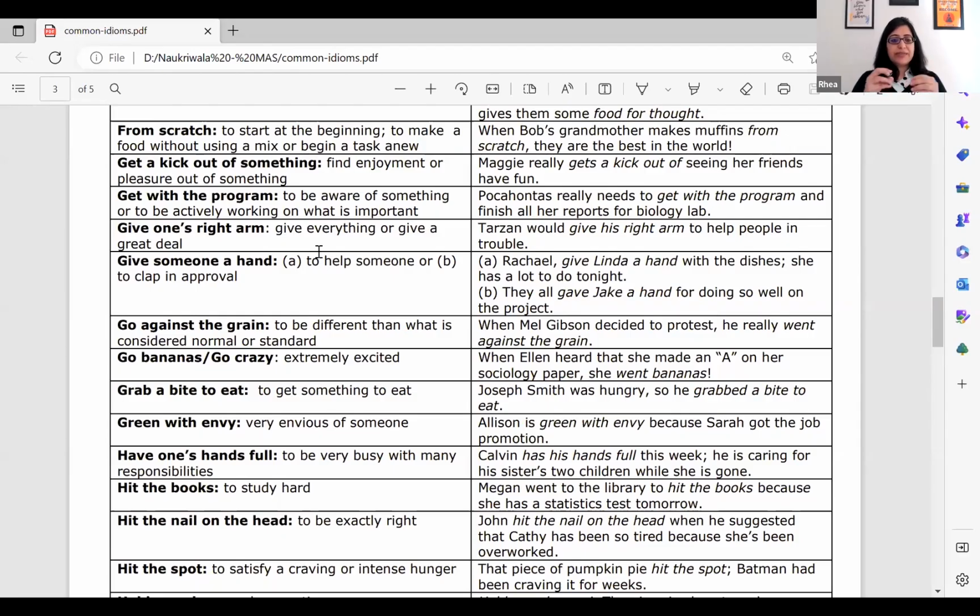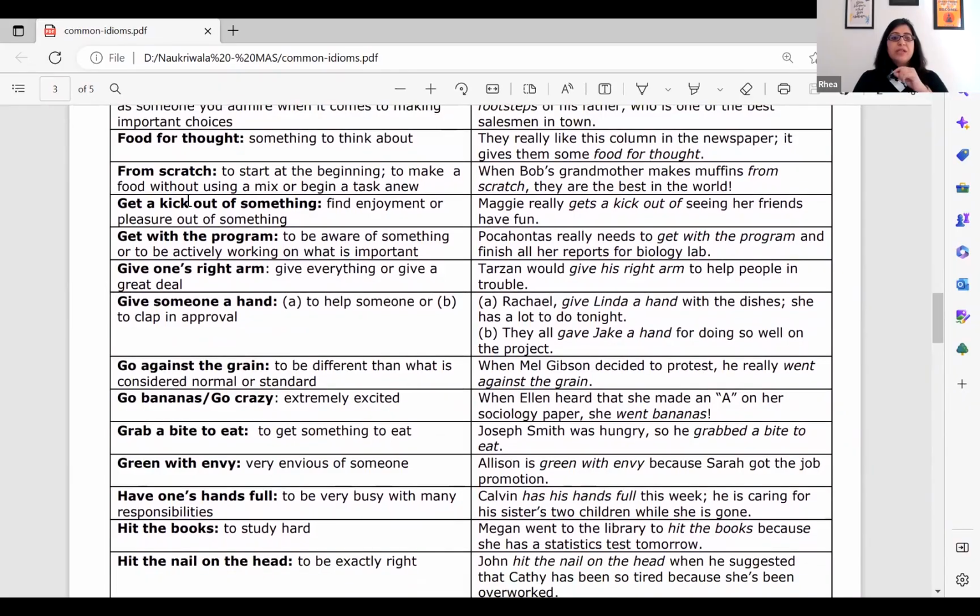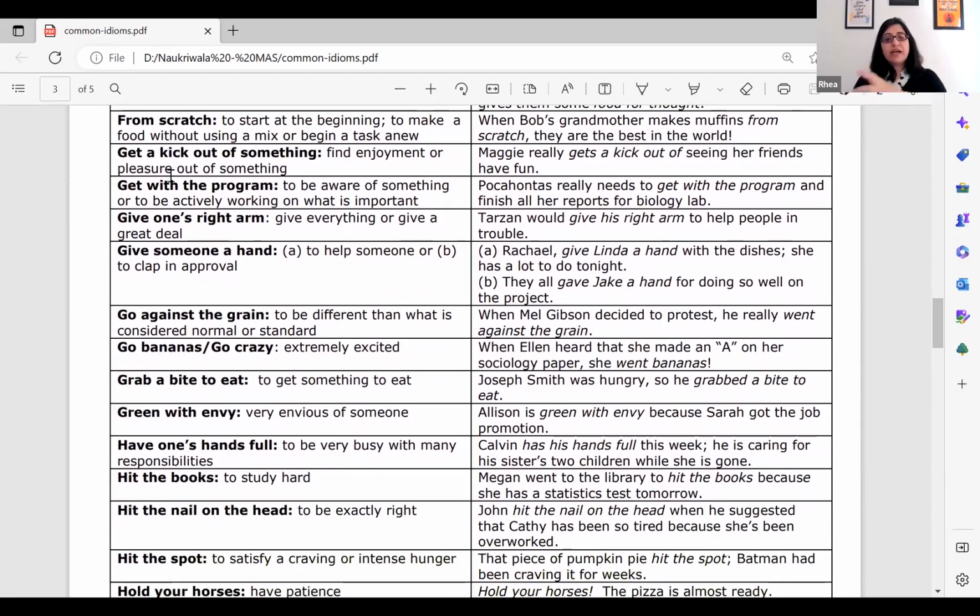So let's quickly recap so far. These are getting slightly tougher as you see. From scratch is pretty simple. Get a kick out of something means to have fun. Get with the program means to actively start working on something. Give one's right arm means to give everything away or to give something of very, very high value. And value does not mean money. It just means something that the other person would appreciate.